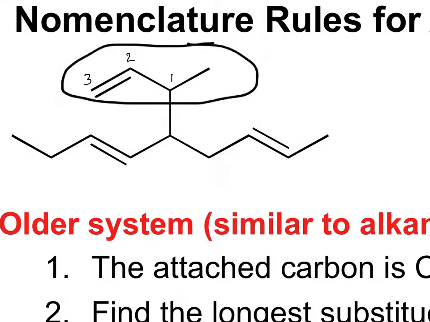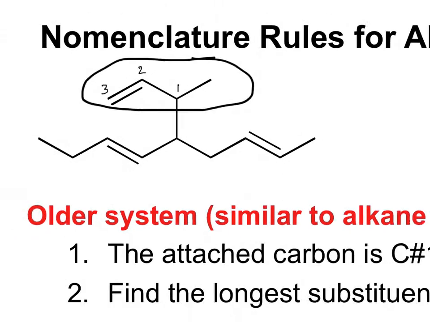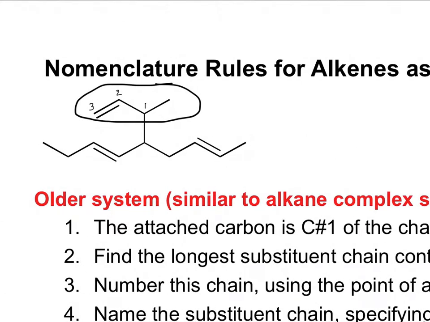It's based on a prop because of the 3 carbons. There's a methyl at number 1. So that substituent is going to be called 1-methyl. They both count. They're both correct. So 1-methyl, and then I'm going to go prop, indicating there are 3 carbons.